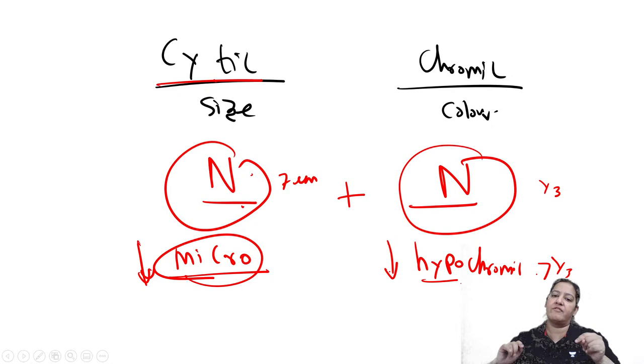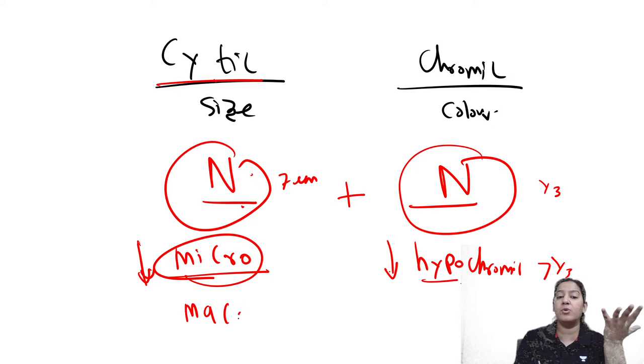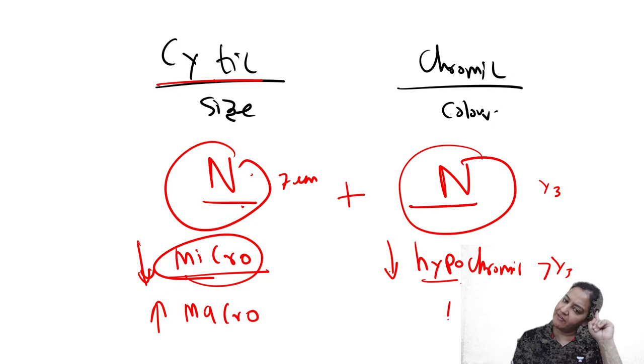The third type of anemia, the size of the RBC is large. It is known as macrocytic anemia. Size is large, but color never increases. It is a rule. Color will remain normal here only. Right, so macrocytic, normochromic. You got my point? Let me summarize again.